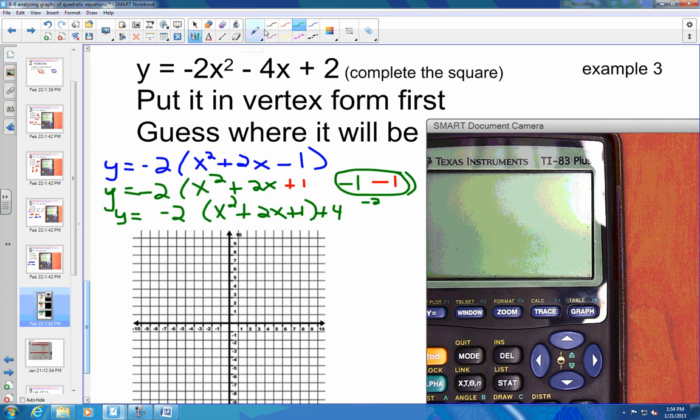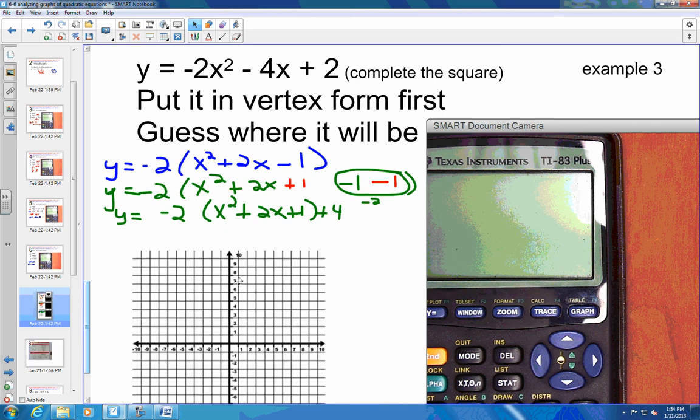So now I'm getting closer to what I need in order to graph this. So from here I've got y equals -2. This will factor, and then I have my +4. So this factored is x plus 1. Okay, so from here, it's -2.